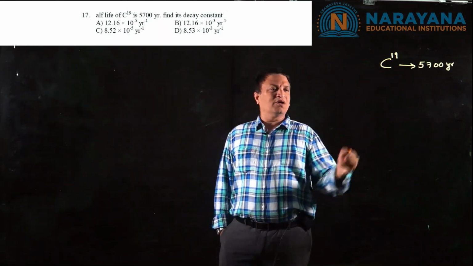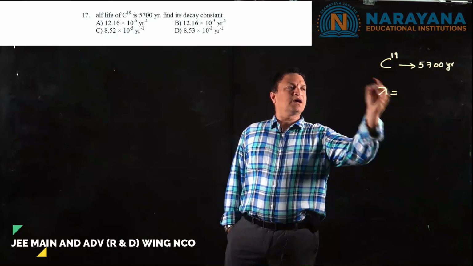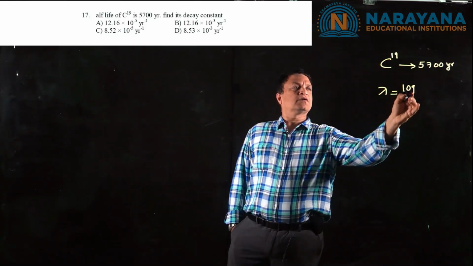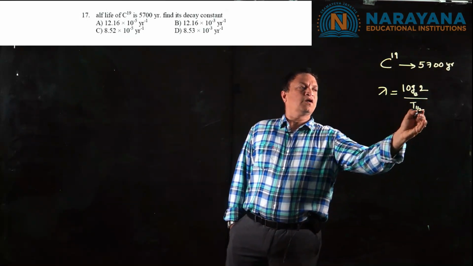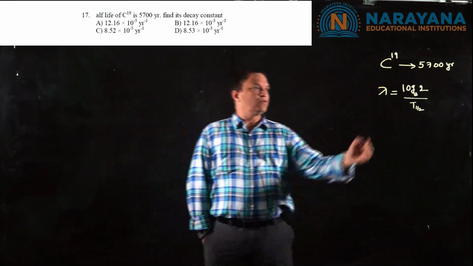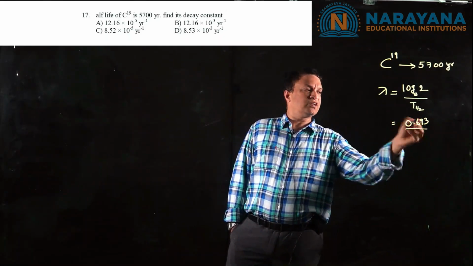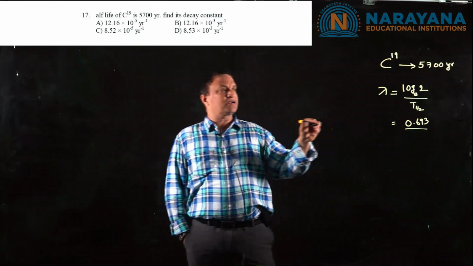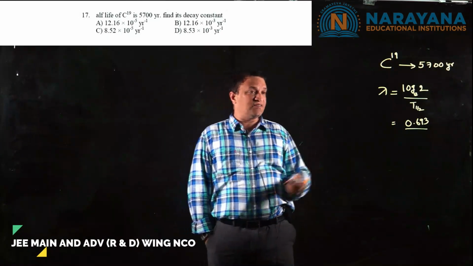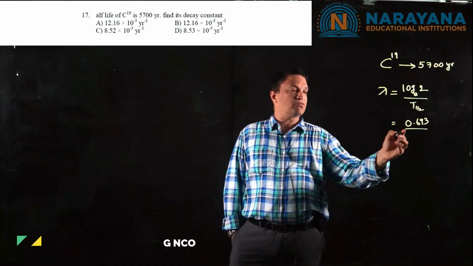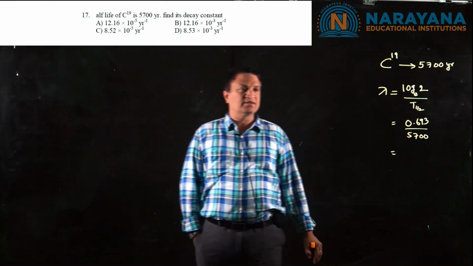And we know lambda is 0.693 by half-life. Fortunately, it was in multi-correct MCQ type. If it is given in integer type, it is difficult. It is MCQ format, so no issues. You can estimate the answer.